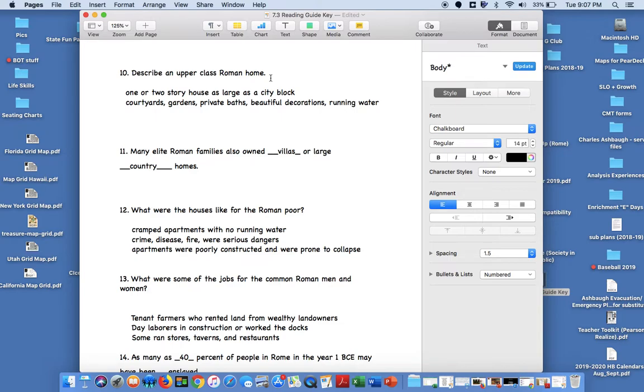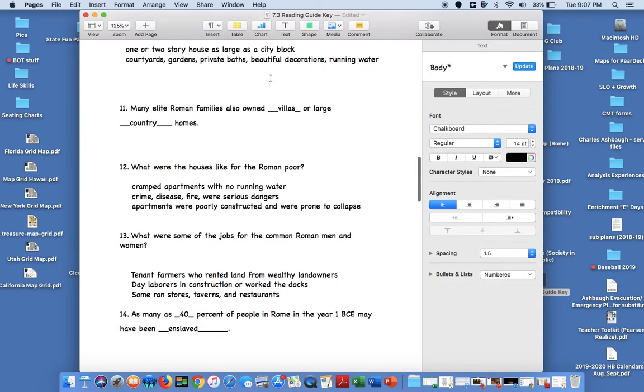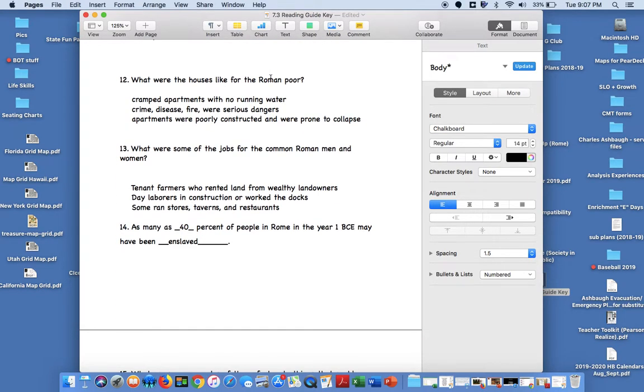Okay, many elite Roman families also owned villas. Those were outside the city. These were like their vacation homes in the countryside. So they had two luxurious places to live, one within the city, and the other like a camp or whatever, outside the city. Beautiful, large estates. What were the houses like for the Roman poor?